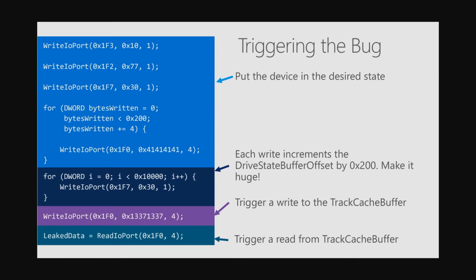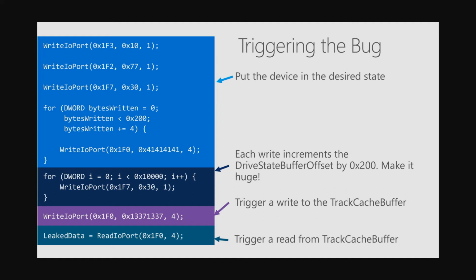The vulnerability itself is inside of the state machine of the emulated storage device. So it's not super straightforward to show you a code snippet for exactly where the bug is. But effectively what was happening here is that the emulated storage component was supposed to enforce that this drive state buffer offset variable would never get too big, and it wasn't enforcing that correctly. So the way that you trigger the bug is first you do a couple of I/O port writes just to put this device in a desired state.